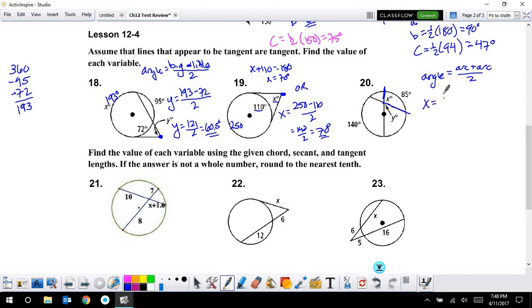So I've got x is going to be 140 plus 85 degrees over 2. So x is going to be 225 over 2, still in degrees. And when I divide that out, you get 112.5 degrees.